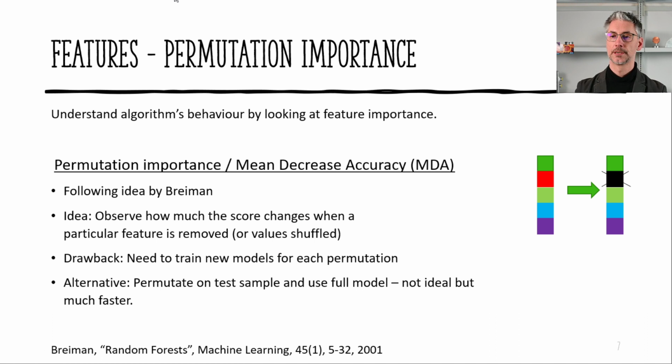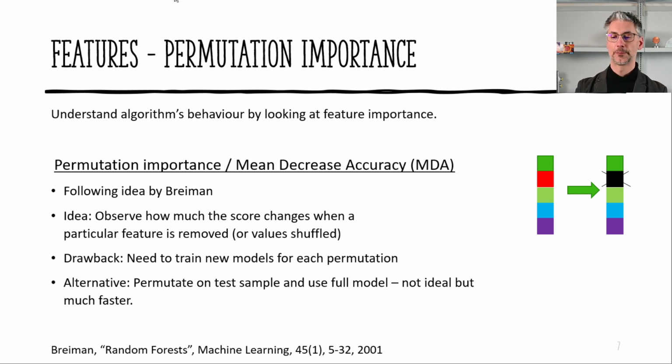Let's start with the features. In particular, we start with feature importance. Here we understand the algorithm's behavior by looking at the features and how important they are to make a prediction. One of these approaches is feature permutation importance, or mean decrease accuracy. This follows an idea originally developed by Breiman, and the idea is that we observe how much a score changes when a particular feature is removed or its values are shuffled. The drawback is, of course, that we need to train a new model for each of these permutations.